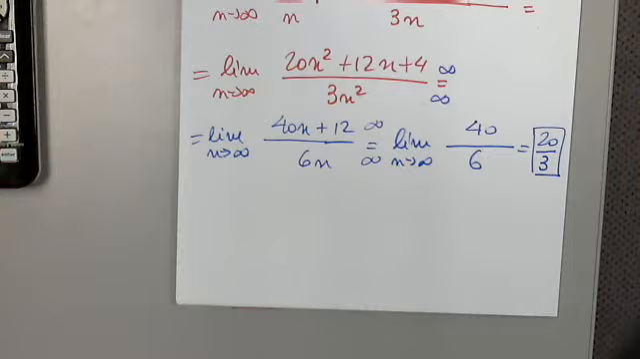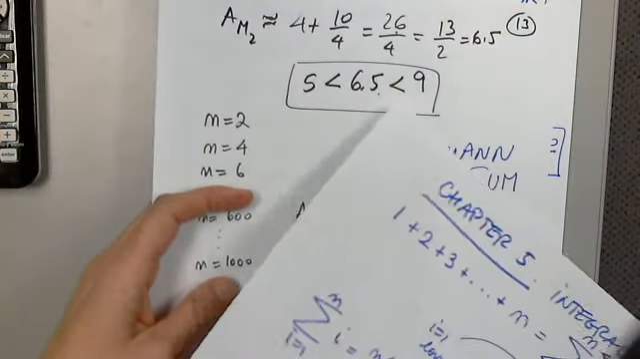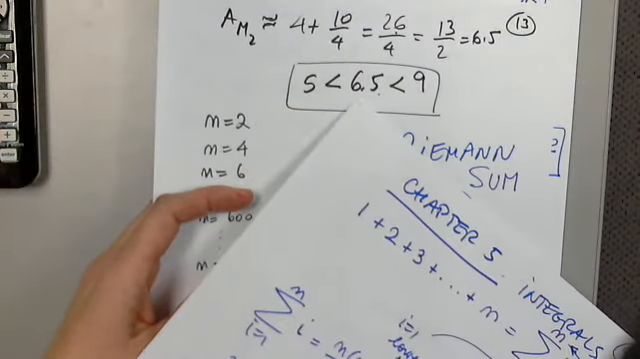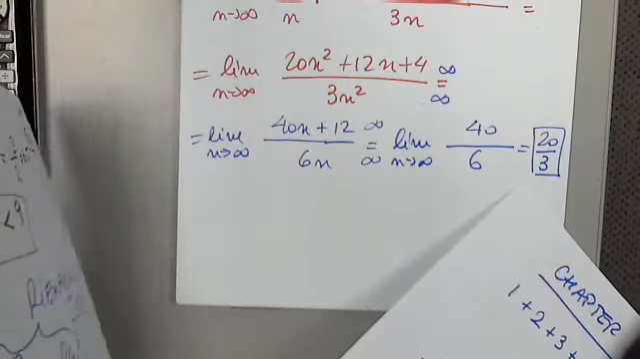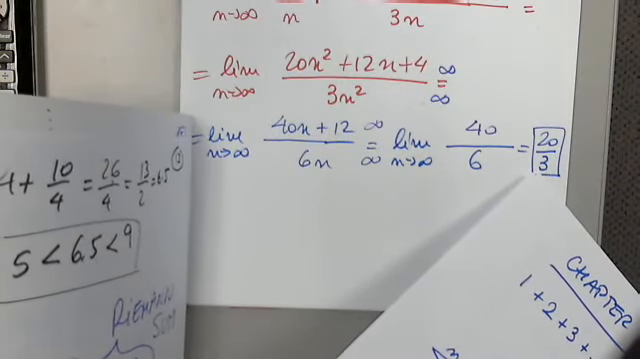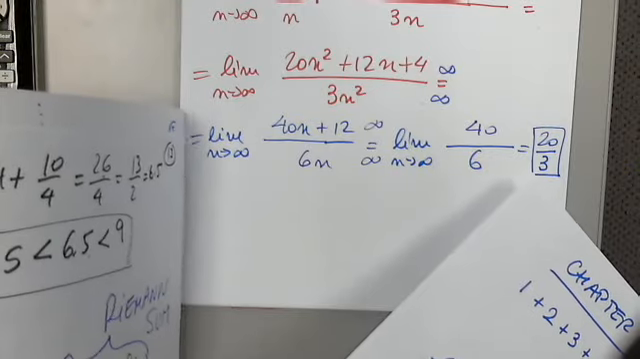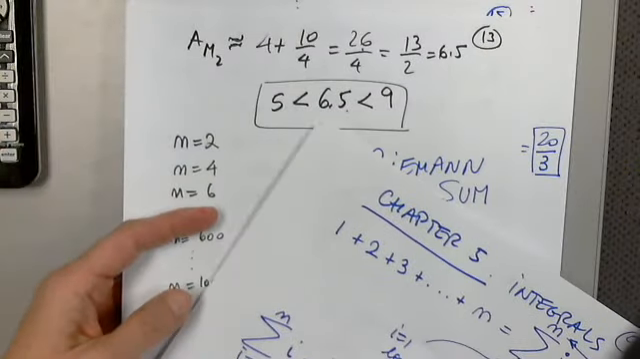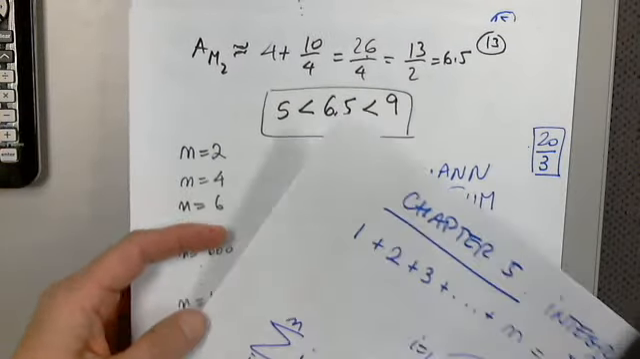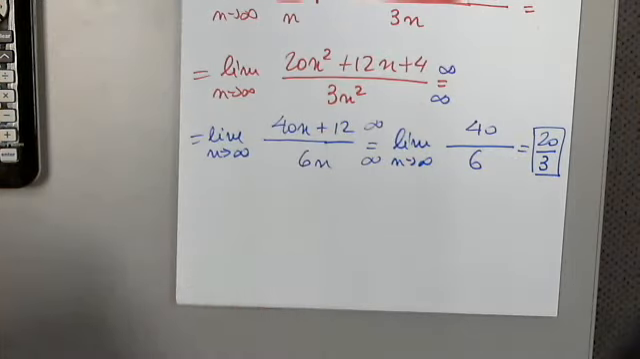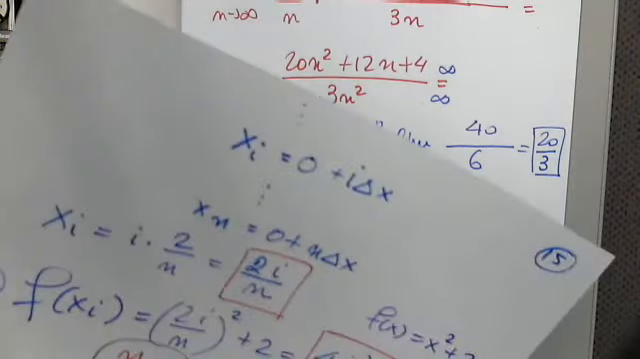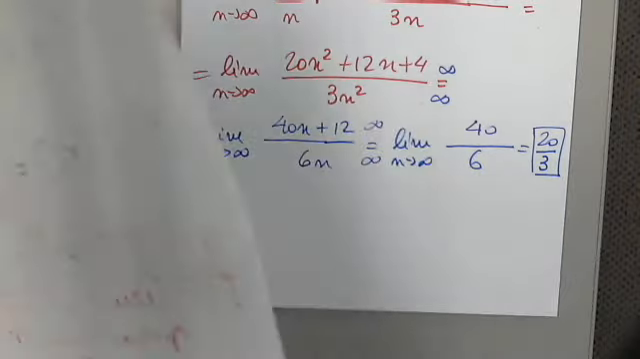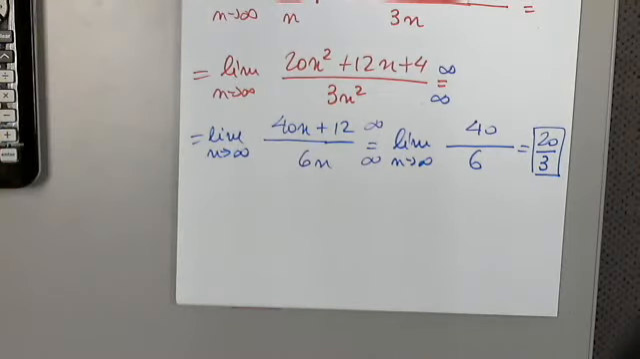We got the upper bound to be 9. We got the lower bound to be 5, and the midpoint was 6.5. And the actual value is 6.66. Yes. So quite a good approximation using the midpoint. Are we always going to do this? No. No. We will have a much easier method to determine the area under a graph.